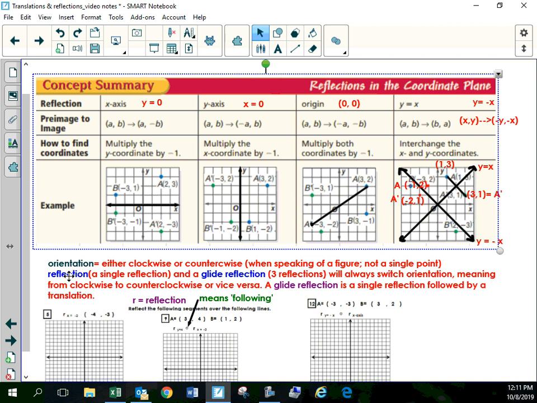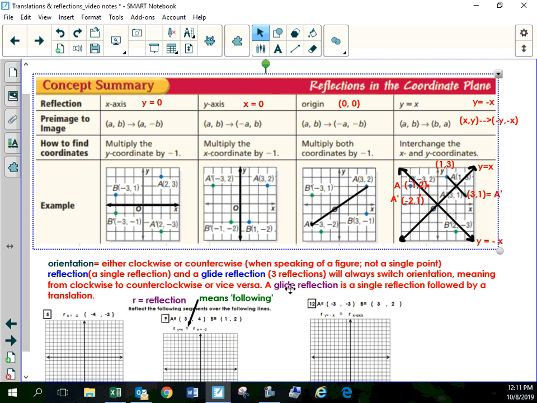All right, reflection. A reflection is a single reflection. So these reflections are single reflections. I'm not reflecting over 2 different lines. I'm only reflecting over a single line. And a glide reflection, which we're going to talk about next class, is 3 reflections. So either 1 or 3. They will always switch the orientation of a figure from clockwise to counterclockwise, as it says here.